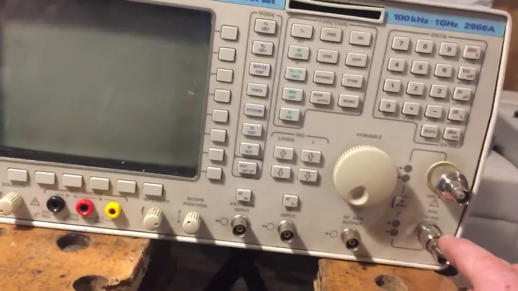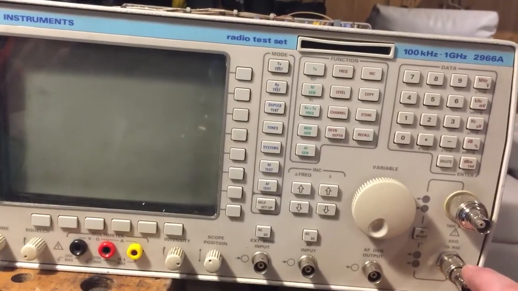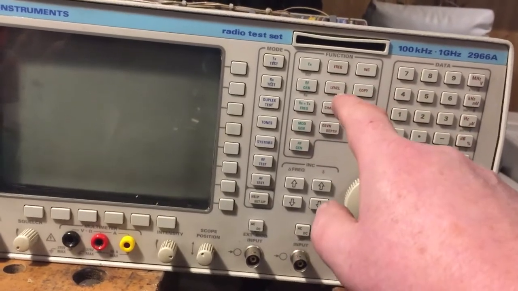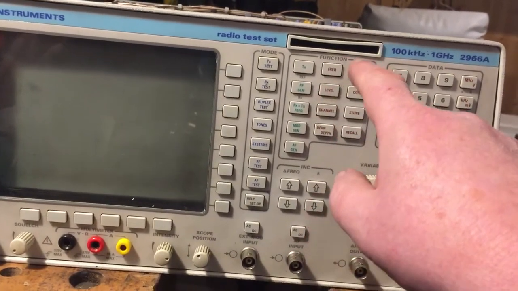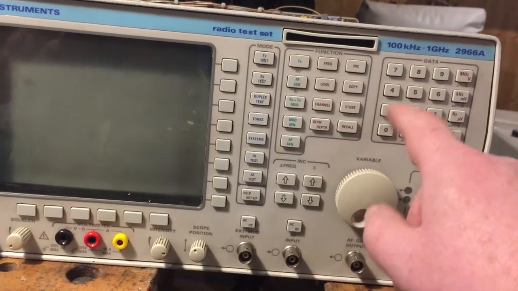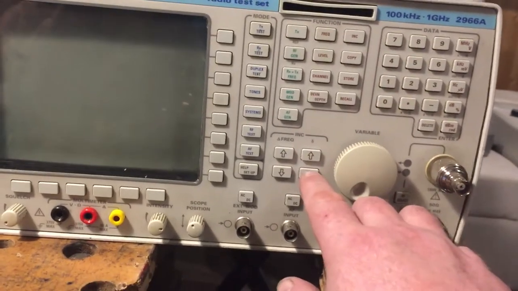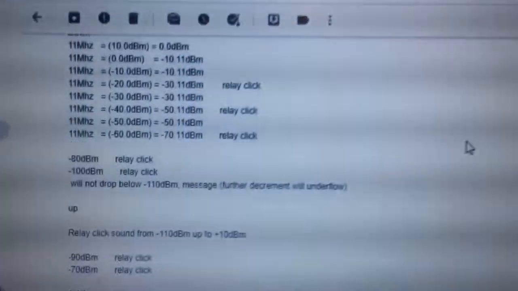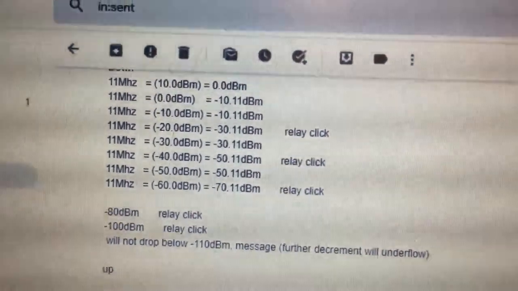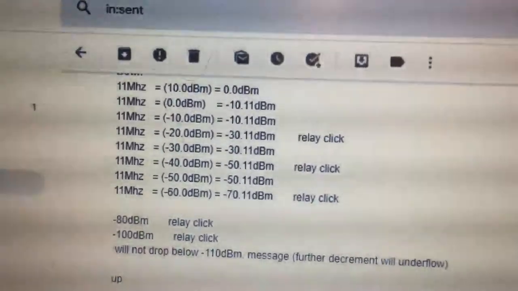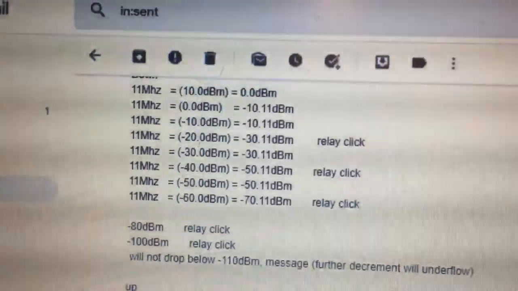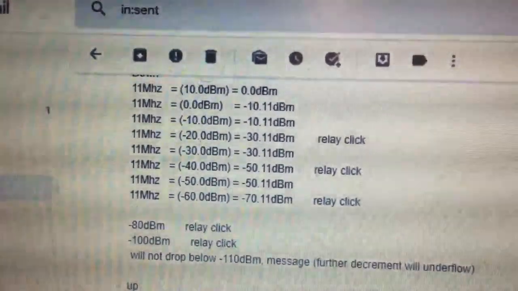Was finding that setting it up as, say, 11 meg, starting at 0 dB, using an incremental value of 10 dB, and then using these buttons to decrement up and down, I was getting this sort of reading. I don't know if you can see this, but it always seemed to be 10 dBs out, not engaging one of the relays by the look of it.